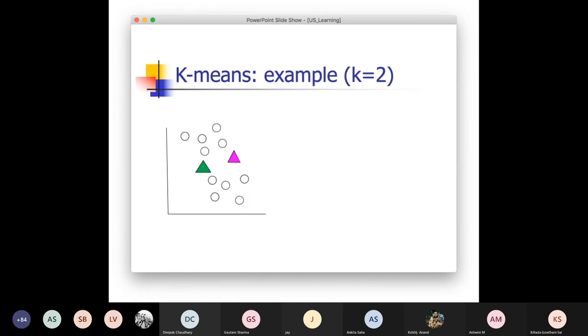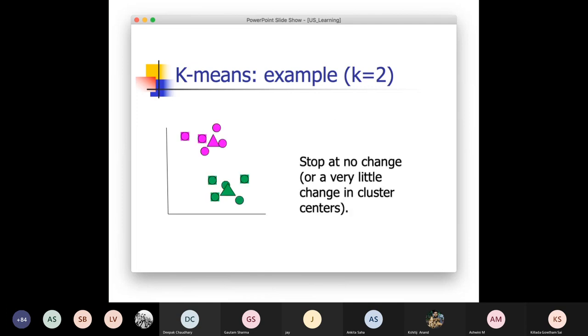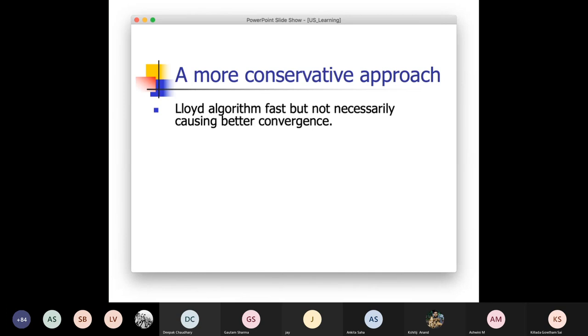So you are updating centers. Now this becomes a new iteration. Once again, you do the same task. You compute those partitions, update centers, and go on doing these things till you find that not much of an update is taking place. Now, this is what you get when you do this convergence. It is a fast algorithm, but it is not necessarily causing better convergence.